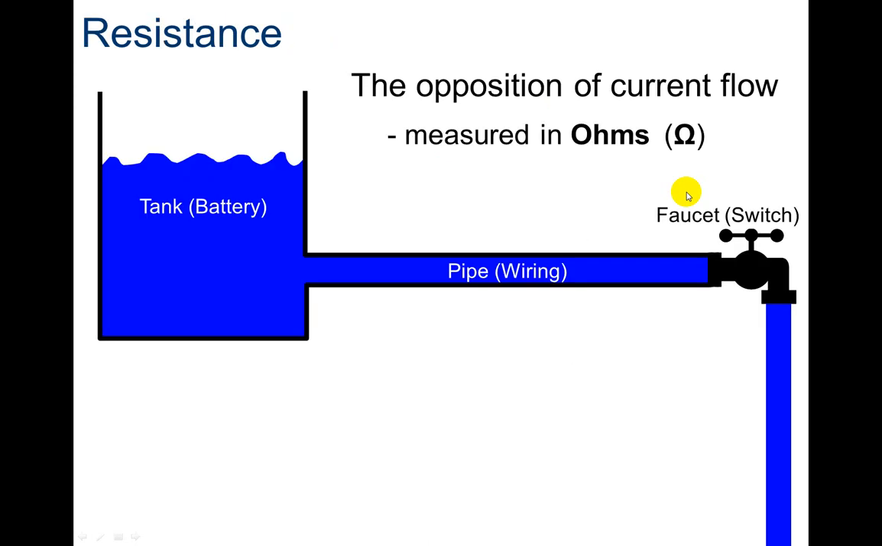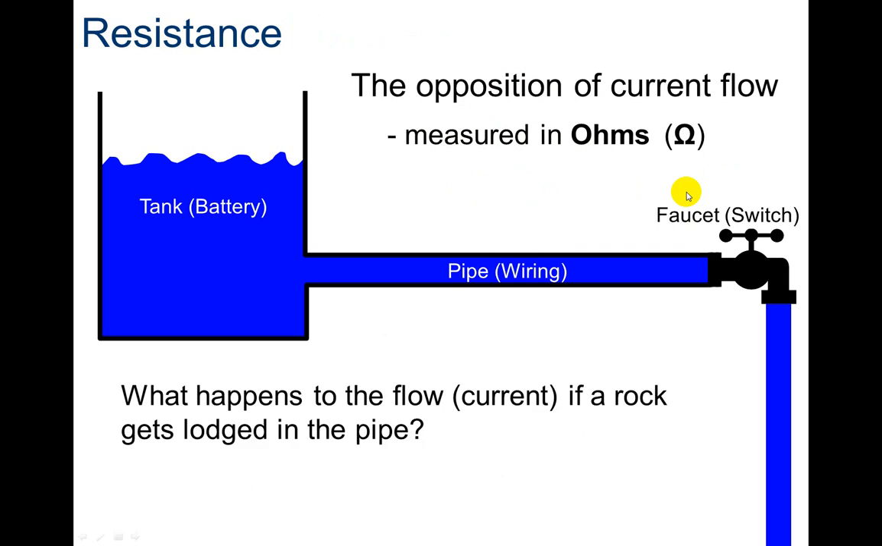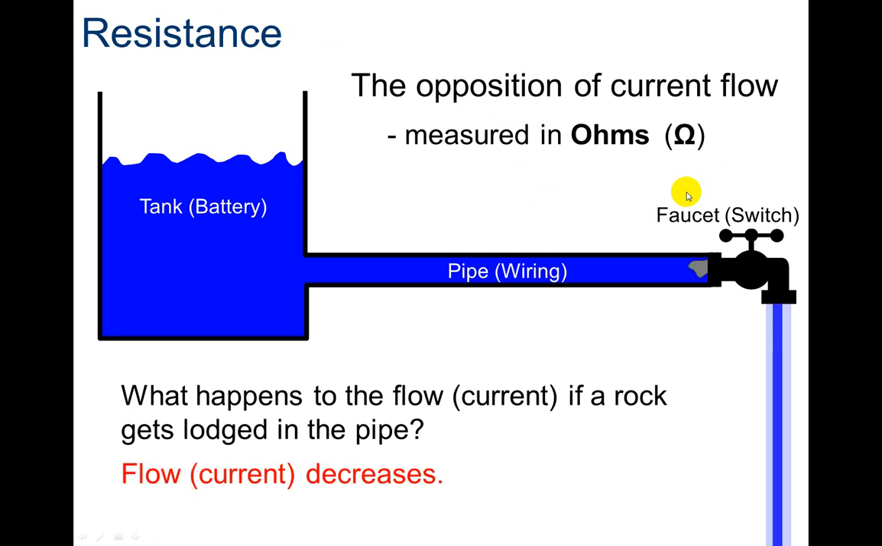Now resistance. What happens to the flow or current if a rock gets lodged in the pipe? Well, the flow or current decreases. Now we're assuming that this rock is not enough to fill up the pipe, so there's still some going through. It's going to slow down that current. That's what resistors are for. If your voltage is too high, then it's going to blow your light or whatever it's using. So we need resistors in there. We need something to slow that current down.